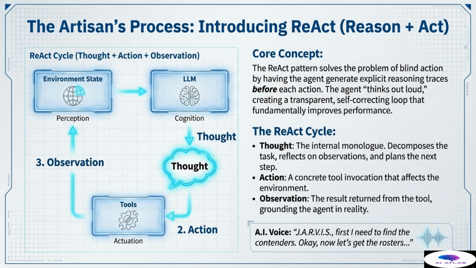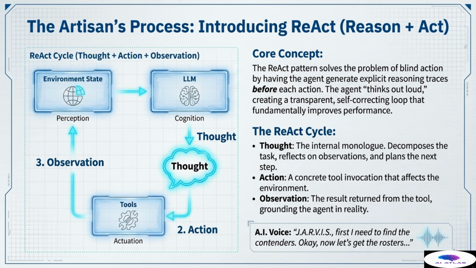The ReAct cycle expands the minimal agent loop into 3 specific and repetitive components. First, thought. This is the internal monologue, the core of the chain of thought trace. The agent breaks down the task, reflects on previous observations, and plans the next step. Second, action. This is a concrete tool invocation that affects the external environment, such as searching a database or running a diagnostic script. And third, observation.